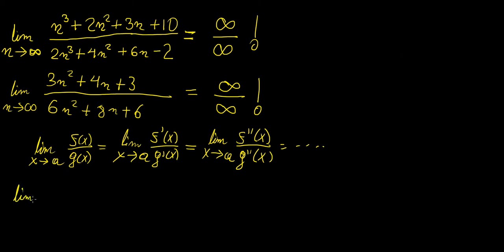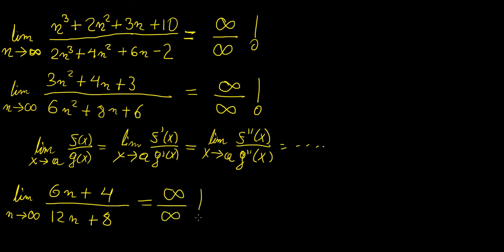So we're going to go limit as n goes to infinity. We're going to differentiate top and bottom again. So that's going to be 6n plus 4. That's going to be 12n plus 8, okay? And then the next thing is, well, if we plug in n equals infinity, that's clearly going to give us this thing again. Very ugly. So let's differentiate once more. Okay, so that becomes 6, that becomes 12.